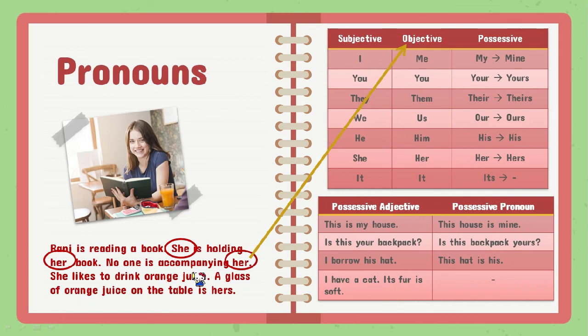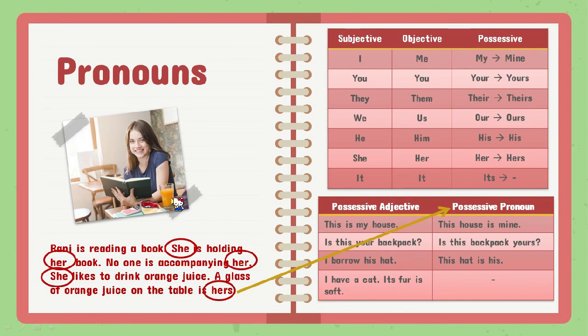Can you find another pronoun? Nice. It is she. Okay, she. Does she belong to subjective pronouns? Very good. Yes, it belongs to subjective pronouns. Can you find another? Nice. The last one is hers. What does hers belong to? Very good. It is a possessive pronoun.